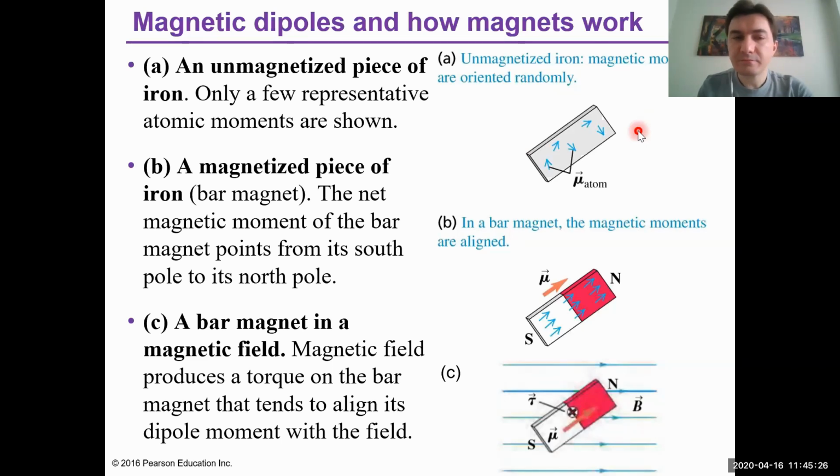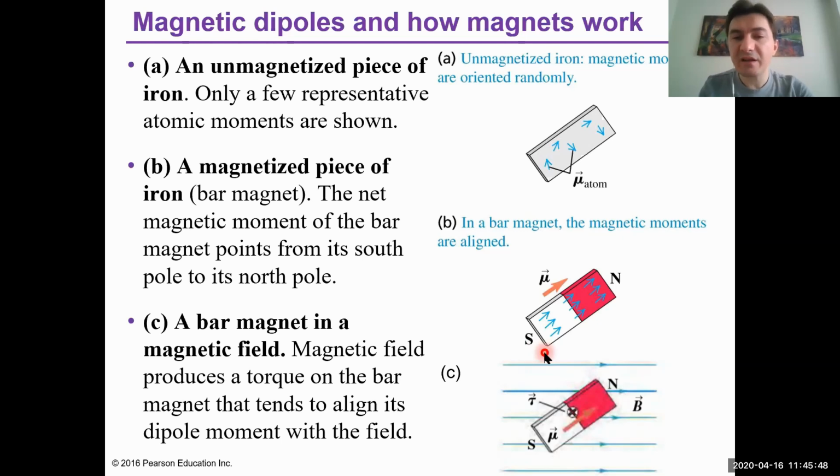But in a magnetized piece of magnet, just consider that this is magnetized, all magnetic moments here are aligned in a certain direction, and then we have a net magnetic moment. So this is the direction of the magnetic moment. This is N pole, this is S pole, okay?